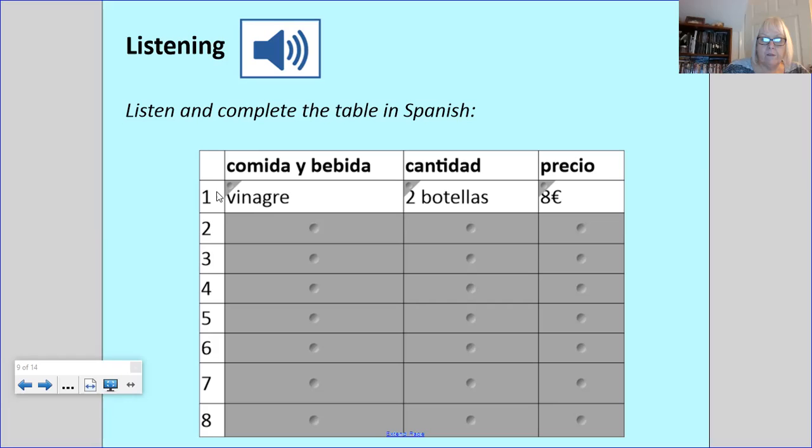Okay, we will correct this after you've done the listening. So pause el video. When you pause the video, you'll need to let it run to get the listening, but you can stop it as you go through.